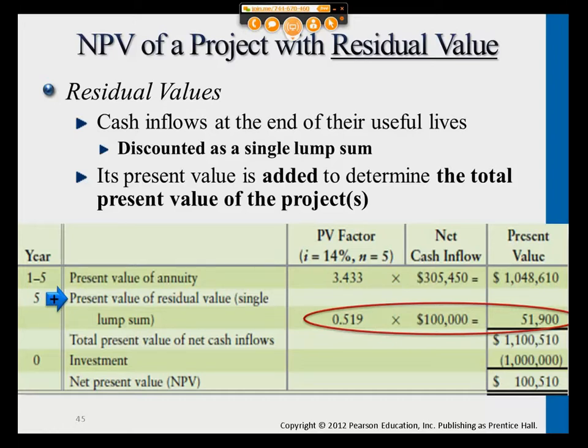Once we calculate the residual value, we can calculate the total present value of net cash inflow. To calculate this, we add the present value of the residual value to the present value of the annuity. This is how we got this number, 1,100,510. The next step: we had this initial investment. What is the net present value that will tell us what we should do with this project? We subtract our investment, and we get the net present value.